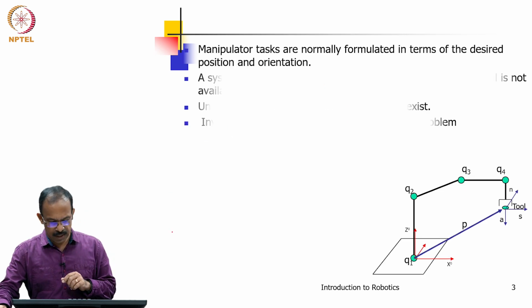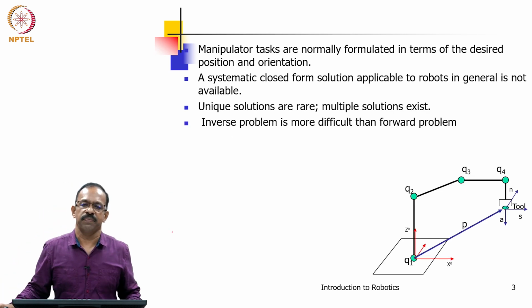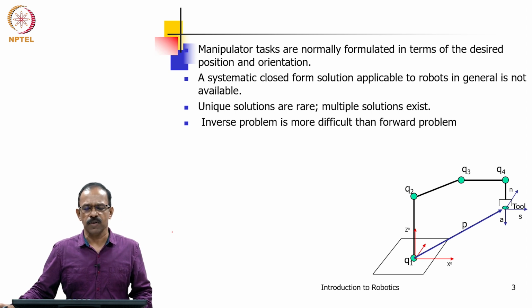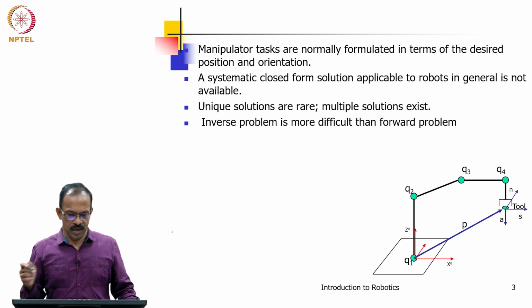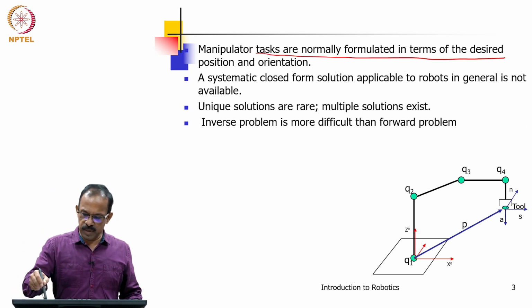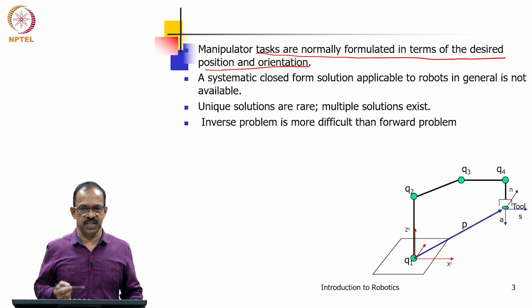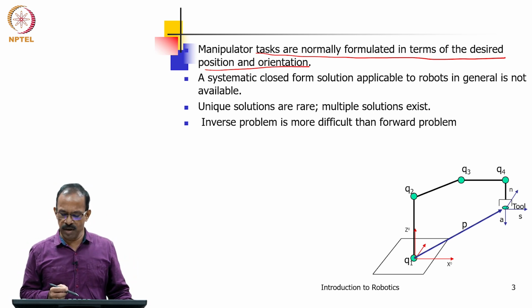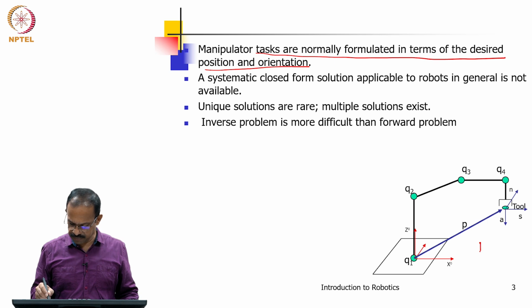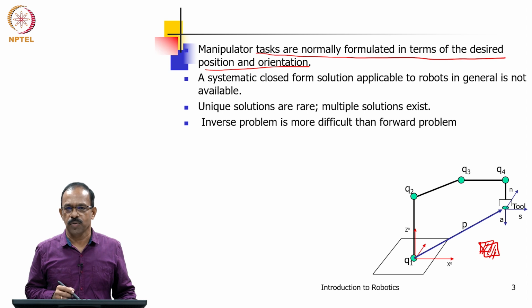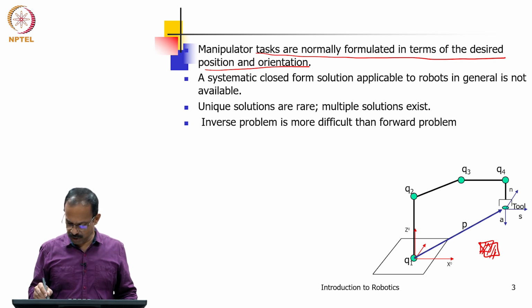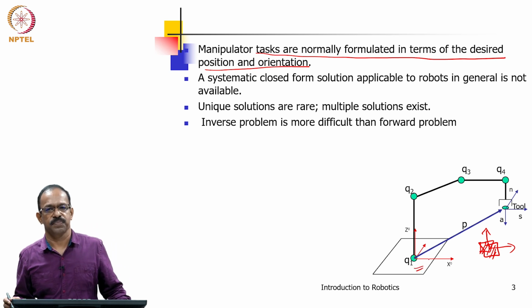Now, we already mentioned the inverse problem. What is the manipulator inverse problem? As you know, manipulator tasks are normally formulated in terms of the desired position and orientation. So, as I told you, I have an object here. Now, I have a coordinate frame assigned to this object, so that I know the relative position and orientation of the object with respect to the base of the robot.